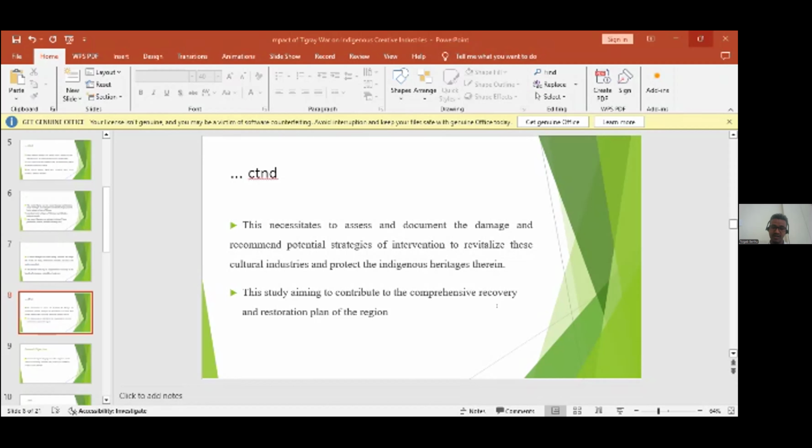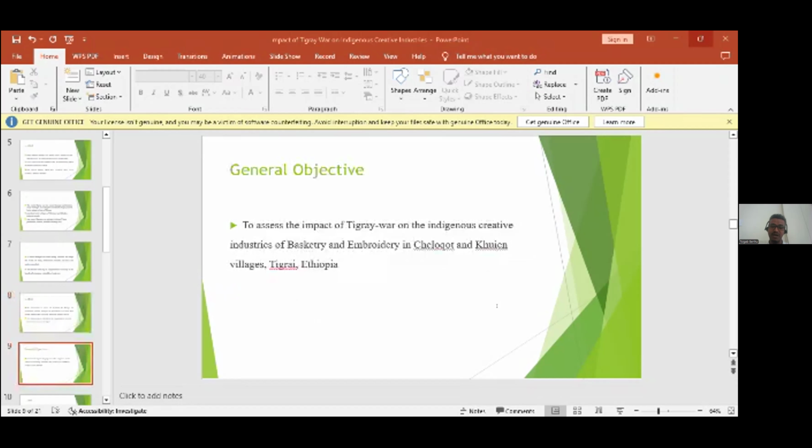So the general objective is to assess the impact of the war on the indigenous creative industries, particularly basketry and embroidery, and possibly also pottery, because it is also very much practiced, especially in Chalawat, which is also a community. And so, to assess the impact of the war on these industries.